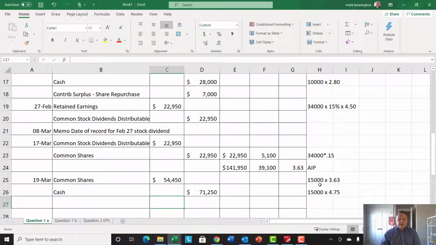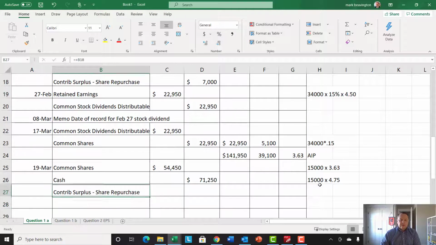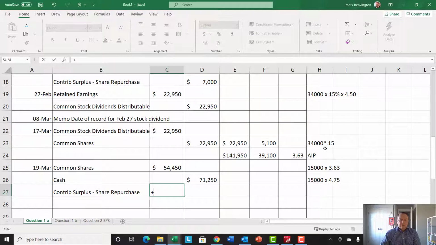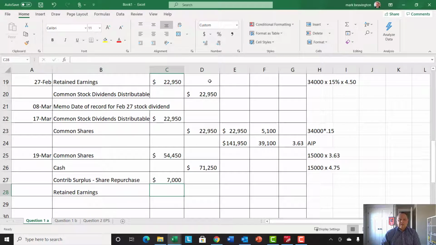15,000 times 3.63 equals 54,450. Got to make this balance. First and foremost, we use the contributed surplus share repurchase account here that has $7,000 in it, and we clear it out. That's the first thing we do. We still need some more, so we need to get rid of the rest of it to make it balance. We charge that to retained earnings. So the difference between that minus that should be $9,800. So that's all the journal entries on that one.